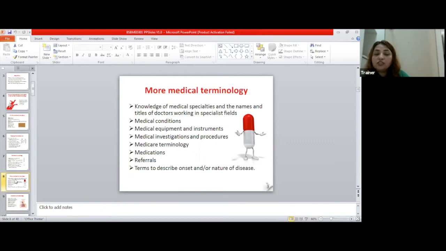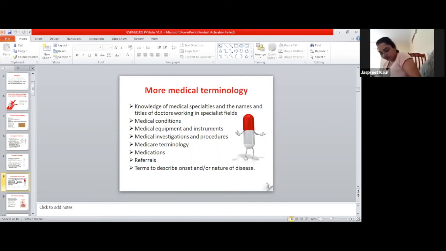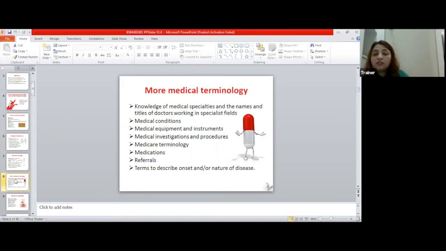Medical investigations and procedures depend on which ward you're working in. Like I said, if you work in the maternity ward, you have to know whether it is a CS, cesarean section, or a normal vaginal birth, because according to that, you have to give different kinds of care. Other investigations and procedures are your blood test, urine test, and blood glucose checks.